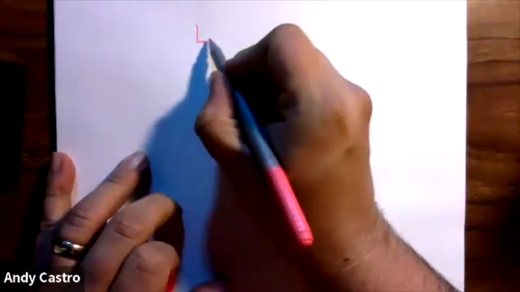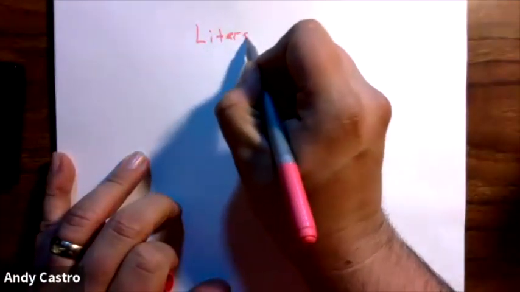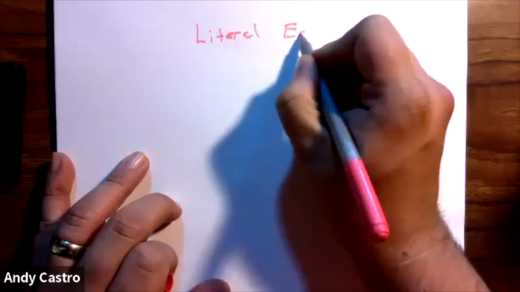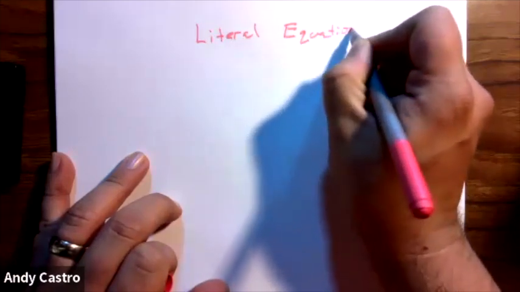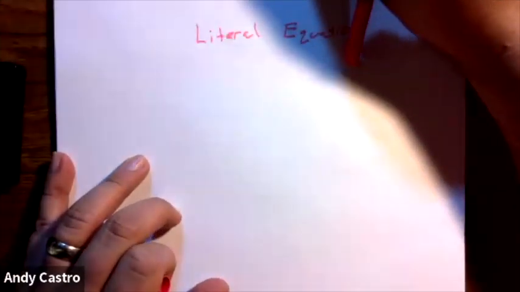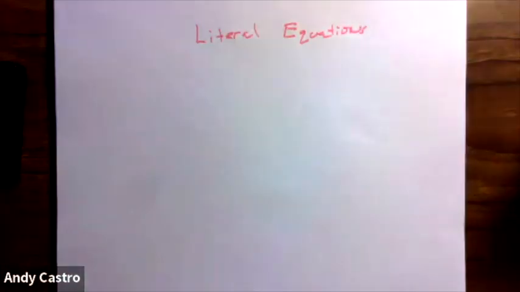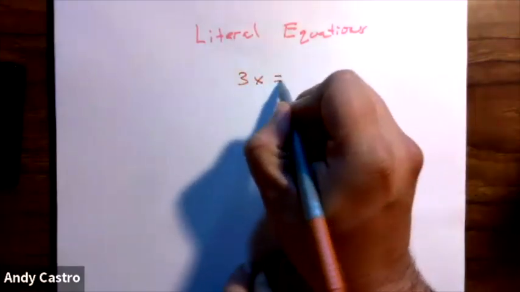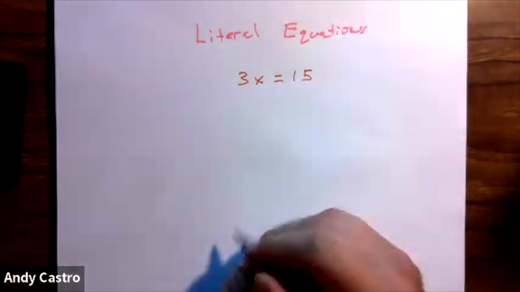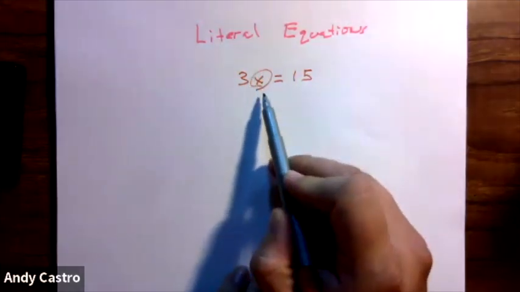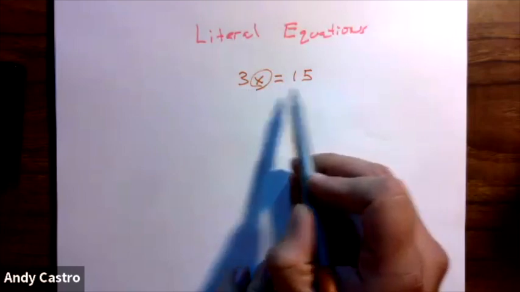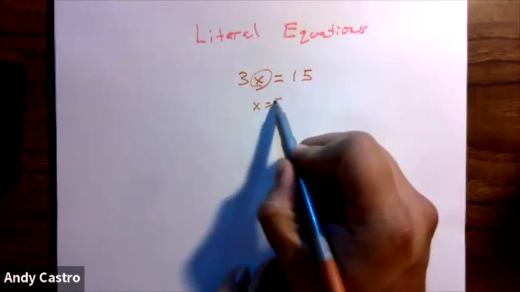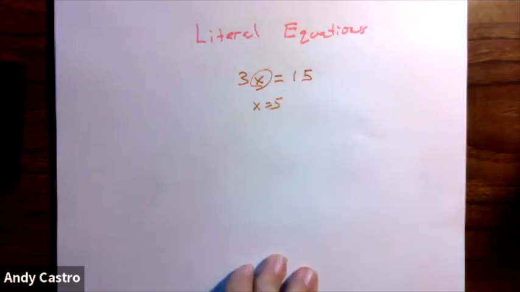All right, today we're going to talk about something called literal equations. Literal equations. Literal equations are equations made up of more than one variable. So you've been used to things like 3x is equal to 15, right? Where we're trying to figure out, okay, what do I plug in for x to make this true? That x has to be 5, right? In order for this to be true.